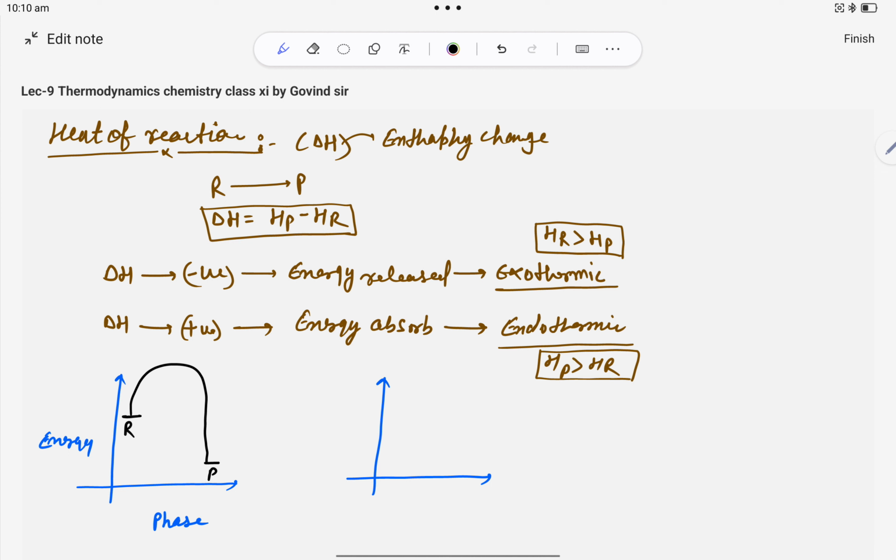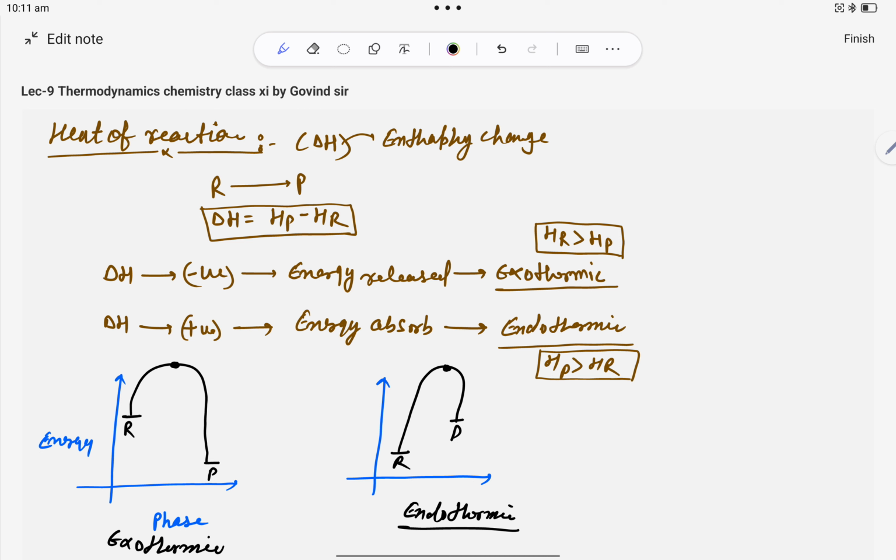Here it's happening like this: reactant energy is more than product, and here this is reactant and this is product, so it's happening like this. Here activation energy somewhere you will get, so it is not our topic. So this is exothermic and this is endothermic. Simply you understand, if delta H is negative then exothermic, if delta H is positive then endothermic.